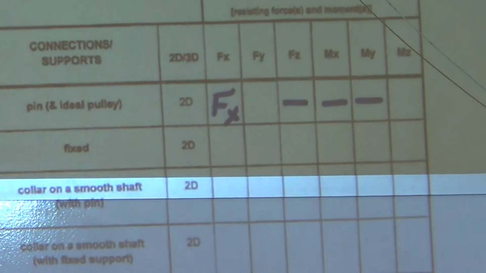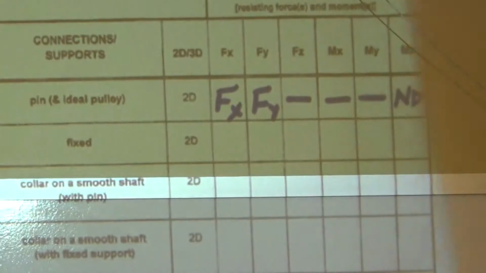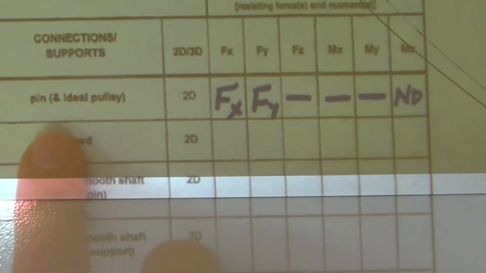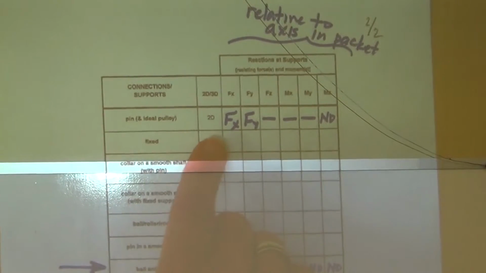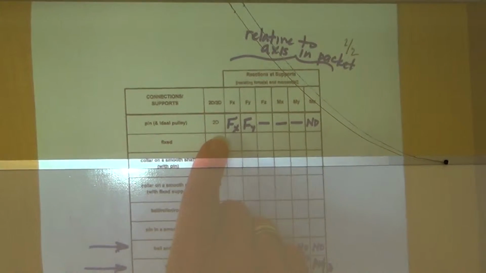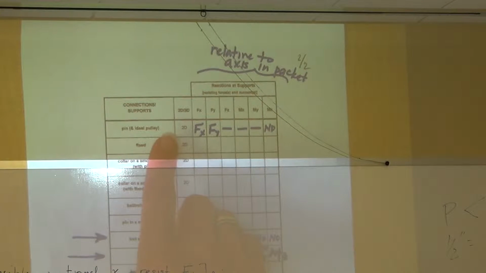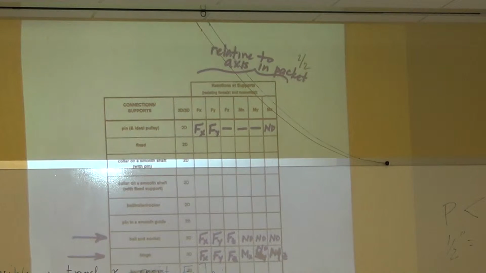Does it resist a force in the Y? Yes. Does it resist a spin? No. So to summarize these three, how many reactions are at a pin support? Two, and what are they? Force in the X and a force in the Y. Okay, and how do we communicate that?